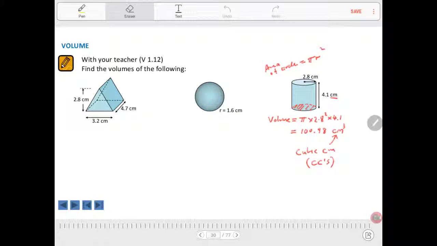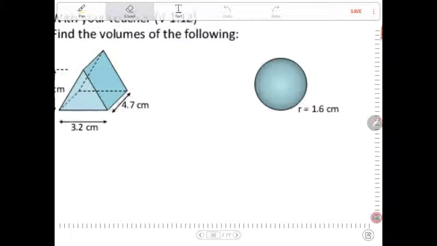So now we return to calculating volumes for three-dimensional solids. We already looked at the volume of a cylinder, and we discovered that a cylinder is in fact a prism. So it was as simple as finding the area of the base of the cylinder and then multiplying it by the height. Now we've got two other solids over here.